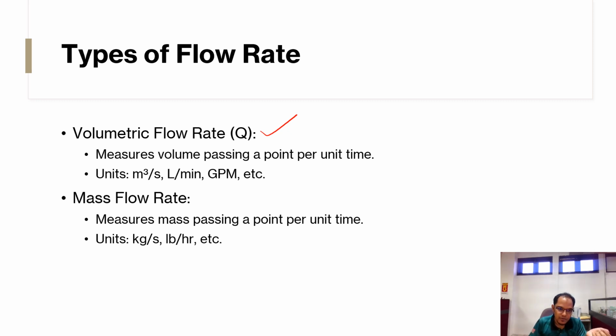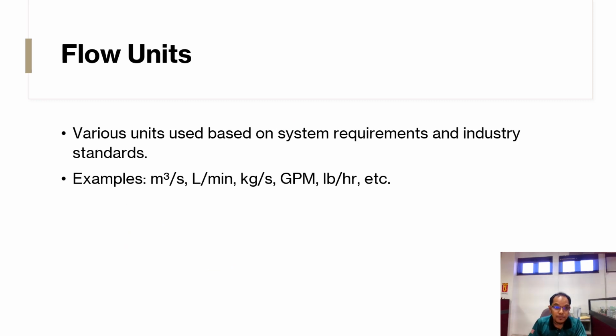And of course, we are going to go for the mass flow rate as well, where it measures mass passing a point per unit time, where the unit here is basically kilogram per second, pound per hour, and so on. So these are the standard units for flow rates.